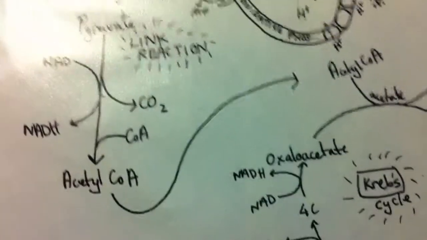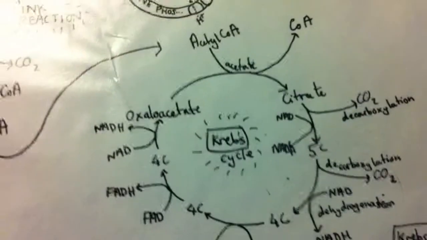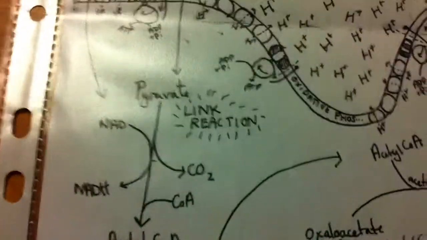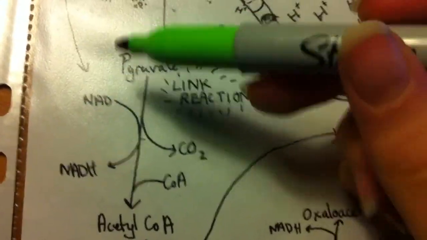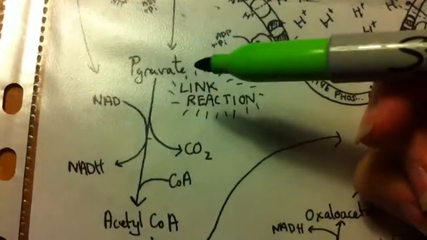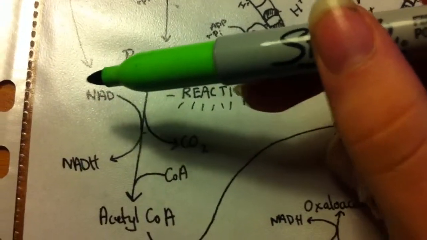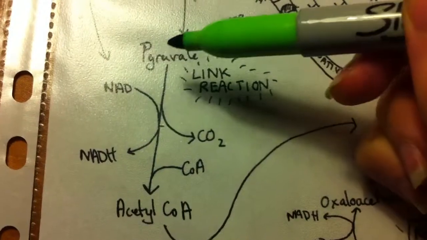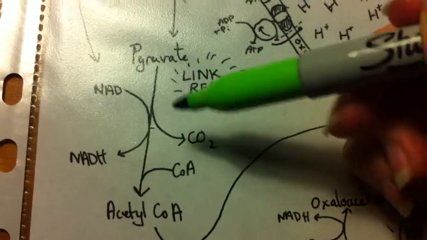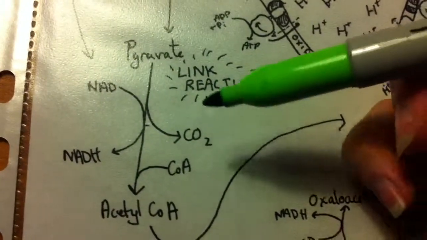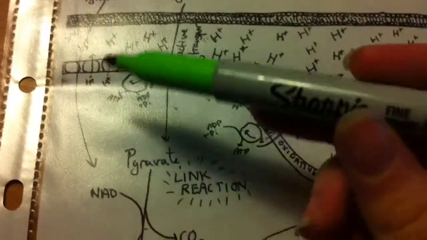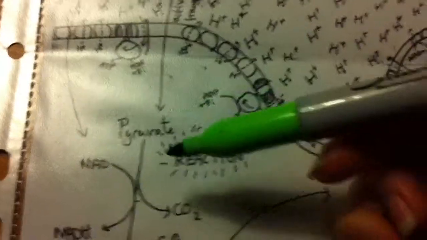Okay, so if I just go through this. Our pyruvate, we've got 2 of these per glucose molecule, and we're reducing NAD again, and we're decarboxylating, so that's pyruvate decarboxylase, the enzyme. And this is the link reaction. It requires active transport to get pyruvate into the mitochondria, because it's got to get through these membranes.